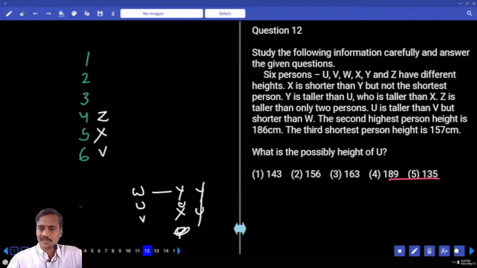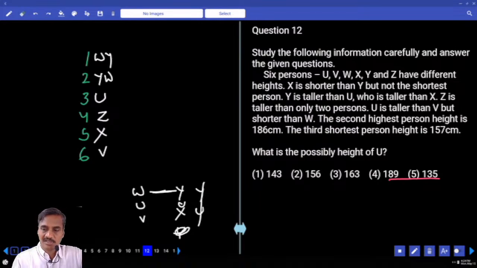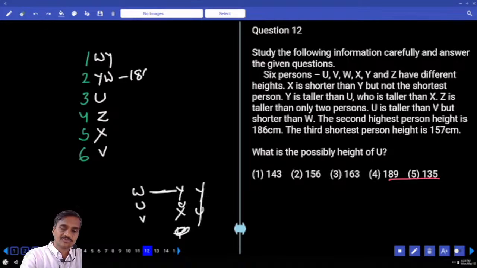Then the second highest person is 186. Then who are the remaining 3 persons? Now U must be at this place. Now the remaining Y and W, no information between these two. If W is here, Y is here, or W is here, Y is here. Then according to this one, the second highest person is 186. And the third shortest person is 157.